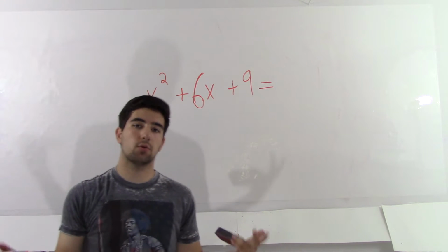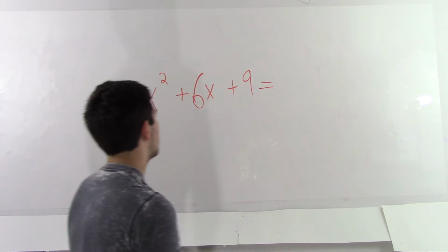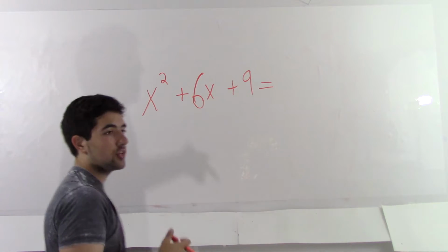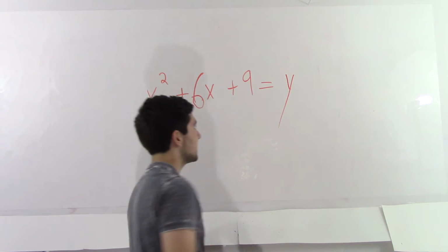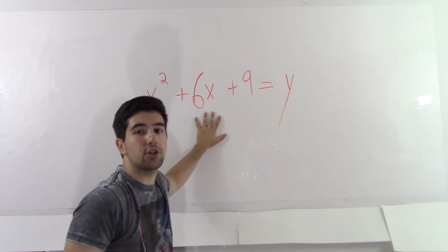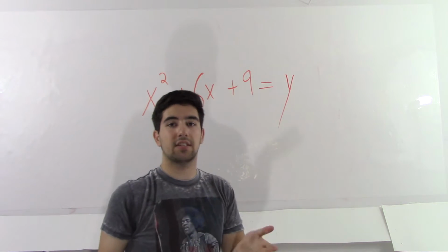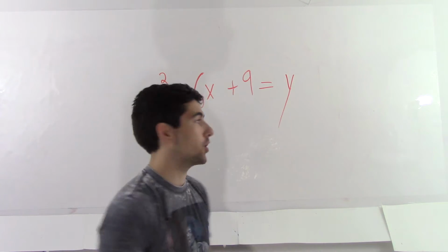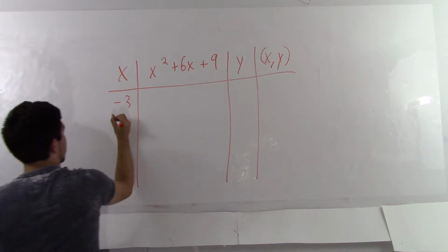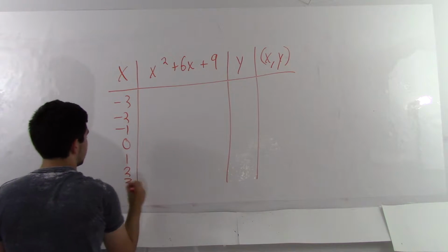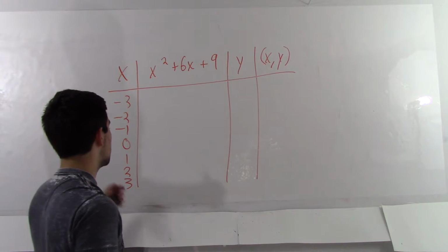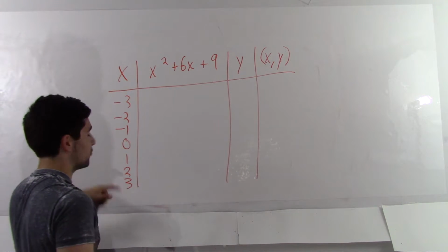How do we draw this quadratic? The best way to draw this quadratic is to treat it just like an equation. This equals y. And what you're going to do is plug in values just like we plugged in values into our chart for a linear equation. Remember, we do negative 3, negative 2, negative 1, 0, 1, 2, 3. It's super, super important that you use the negative 3 to 3.